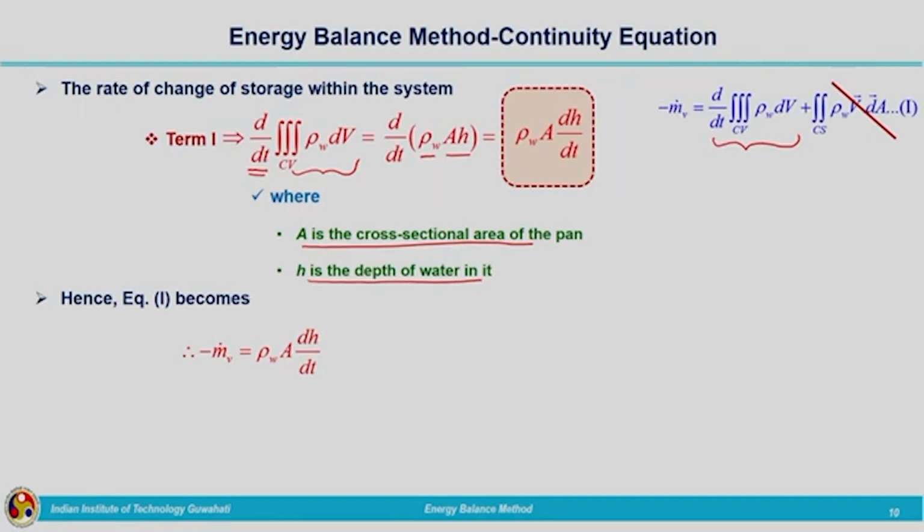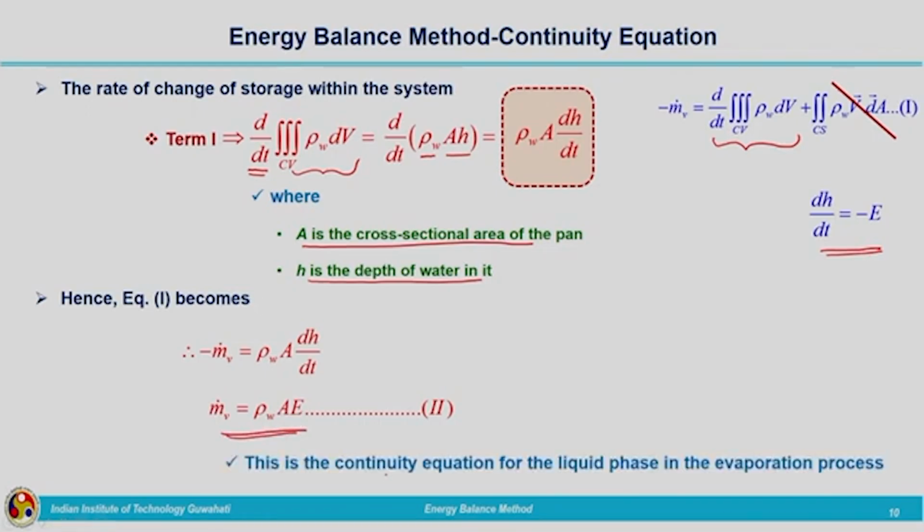We already know what is meant by dh by dt: dh by dt is minus E. So we substitute that here, and we can write m_v dot is equal to rho_W A E. This can be named equation 2. This is the continuity equation for the liquid phase in the evaporation process. Now, we need to consider the case of vapor separately, because two phases are present, and we are considering both separately.